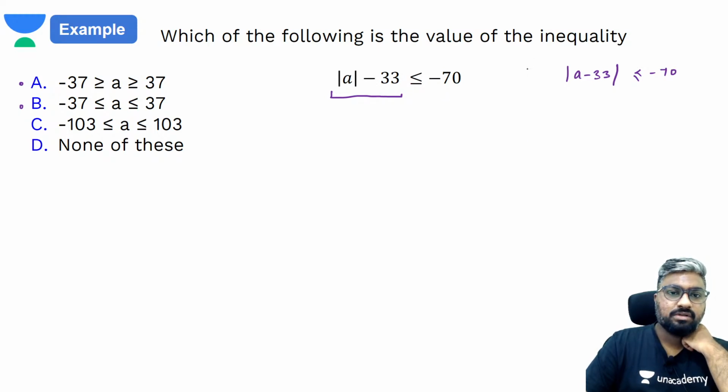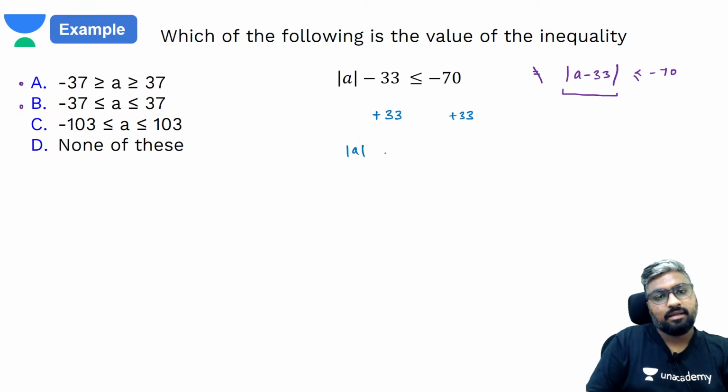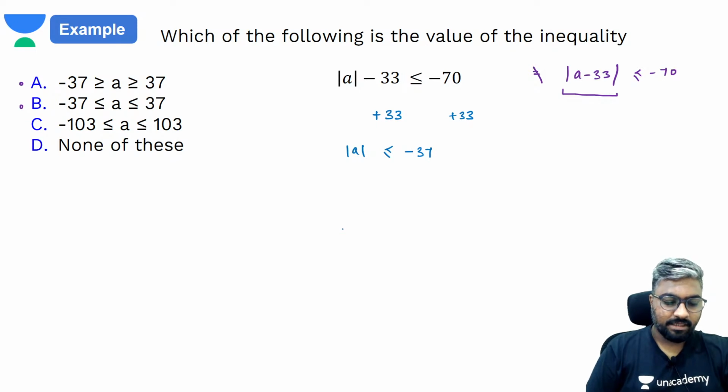Definitely not, right? These two are not the same. Yes, please keep this in mind. Here the entire a minus 33 is inside the modulus, here only a is inside the modulus. So you will have to rewrite. These are not equal. Okay, we have to rewrite the given expression. Minus 33 is outside, so add 33 on both sides. What will this become? Modulus a is less than or equal to minus 70 plus 33, which is how much? Minus 37. Clear? Modulus a is less than or equal to minus 37.